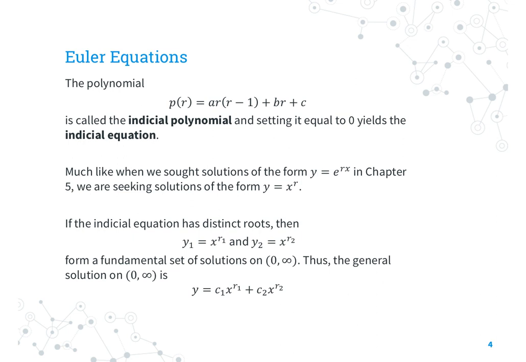If the indicial equation has distinct roots, then we have y1 equals x to the r1 and y2 equals x to the r2, which again is very similar to when y1 was e to the r1x and y2 was e to the r2x in chapter 5. They form a fundamental set of solutions on 0 to infinity, and their general solution would look like c1 x to the r1 plus c2 x to the r2. Again, very similar to c1 e to the r1x plus c2 e to the r2x. There are a lot of parallels with this section and section 5.2.